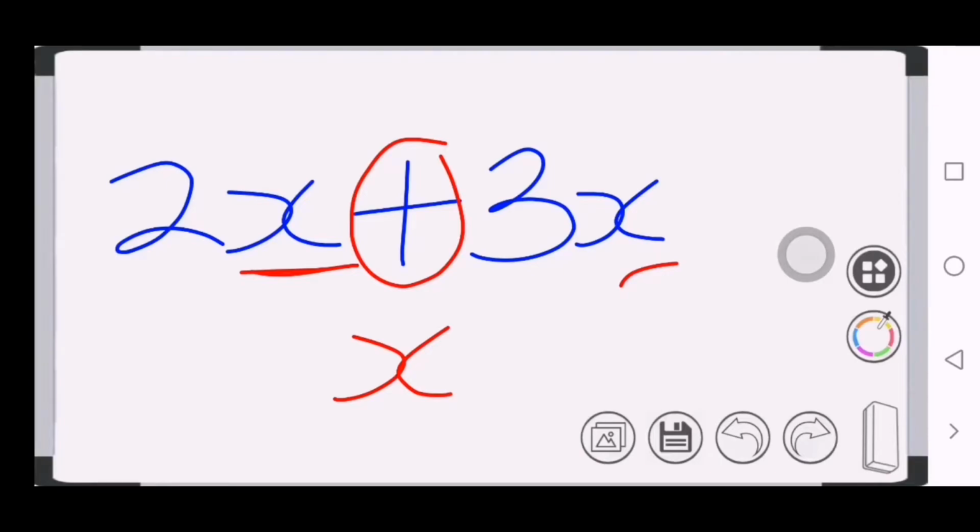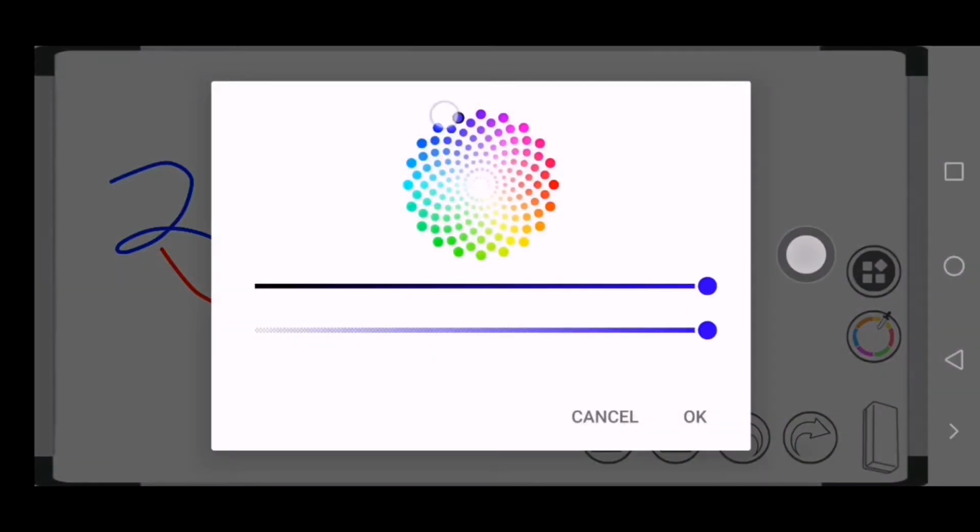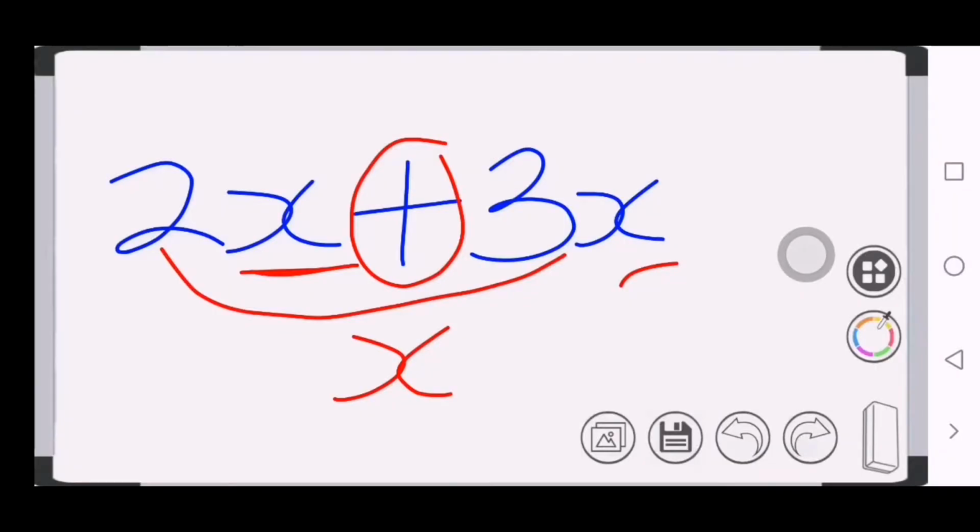Then what you do is you add up your coefficients, the numbers. So our answer is going to be 2 plus 3, we know it's a 5. Then the variable x. So our answer is 5x we have here. Simple, right? Great. Let's try another example.